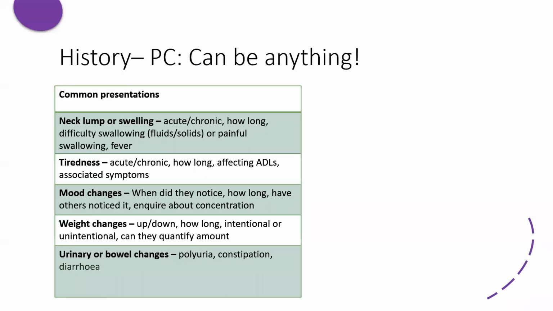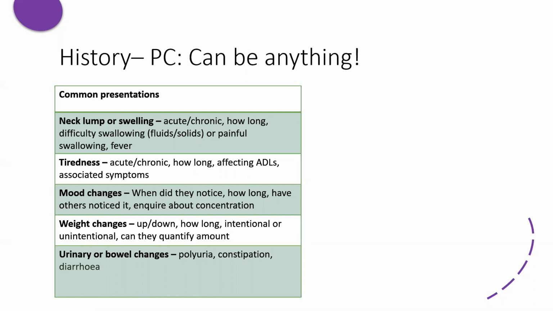Yeah. So in terms of an endocrine pathology, your presenting complaint can be anything. Some common presentations that you can see is a neck lump or swelling. And with that, you want to establish, is it acute or chronic? How long has it been going on for? Do they have difficulty swallowing? And if they do, is it with fluids or solids or both? And is it painful at all? And do they have any fever?